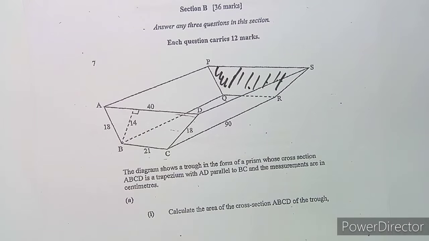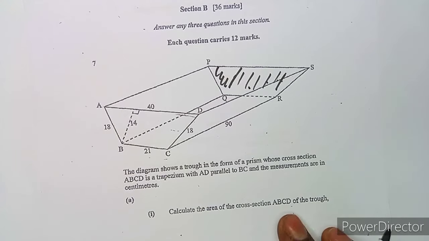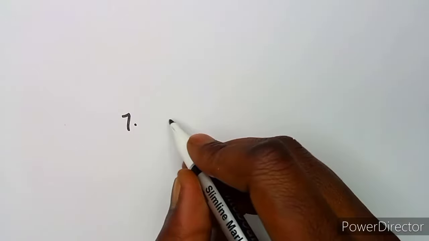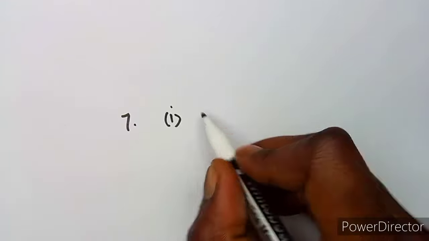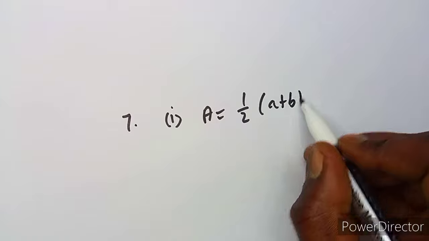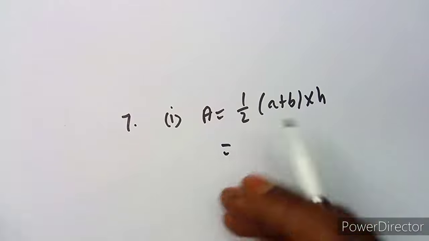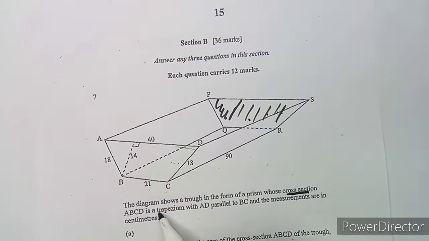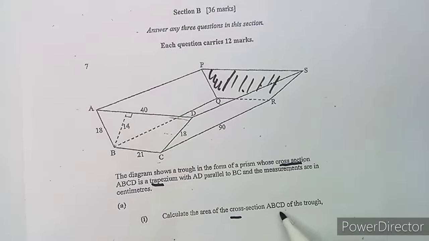Okay, so the question is to calculate the area of the cross section ABCD of the trophy, which is the trapezium. So they are simply saying calculate the area of a trapezium, and we know that the area of a trapezium is equivalent to half the sum of the parallel sides times the perpendicular height. Your cross section in this case is a trapezium, and this is what you want to calculate.